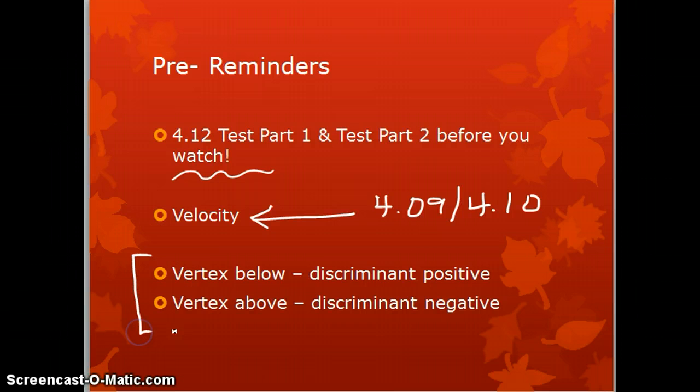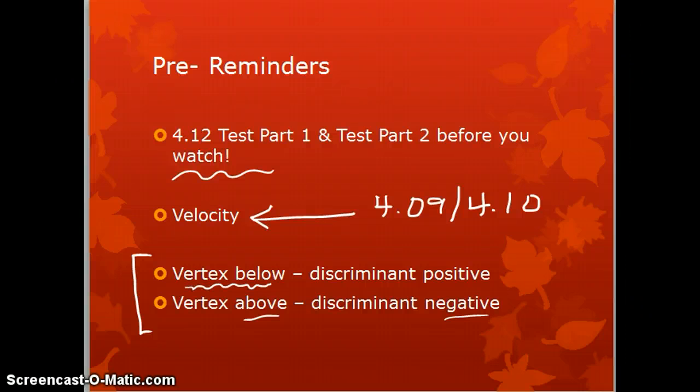Lastly, there were some questions that came up about the vertex being below the axis or above the axis. I just want to clarify that if your discriminant is positive, it's going to be below the axis. And if your discriminant is negative, it's going to be above, which sounds exactly opposite. It's backwards, and that's why I wanted to reiterate. It's counterintuitive to what you were thinking and what may seem logical. So I just want to throw that out there too.